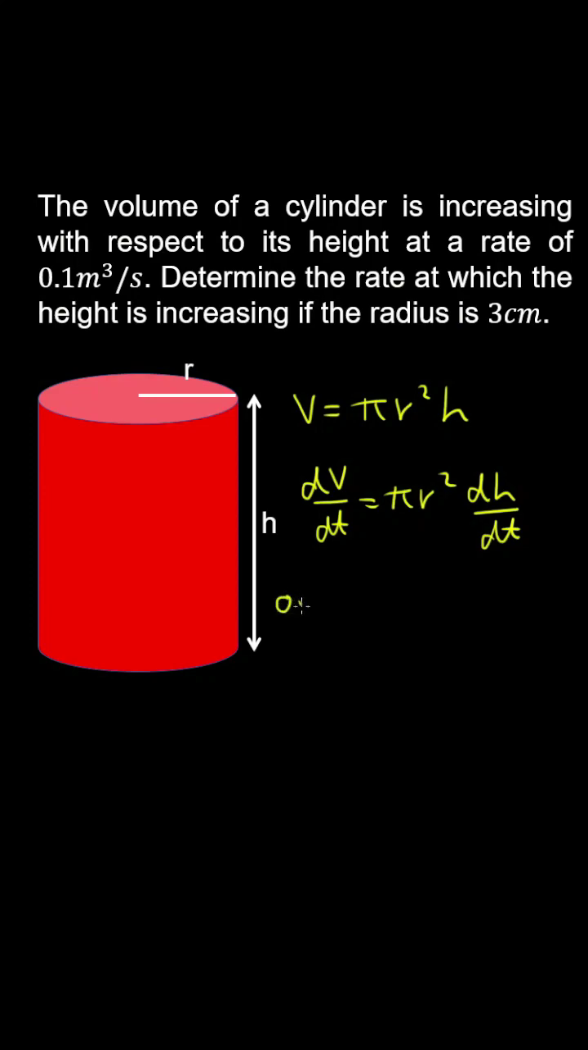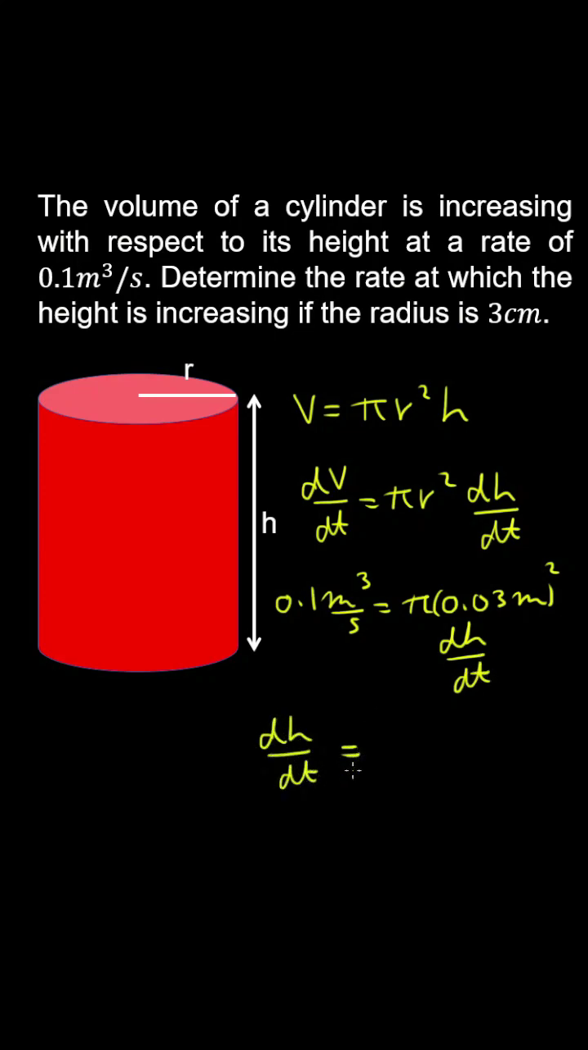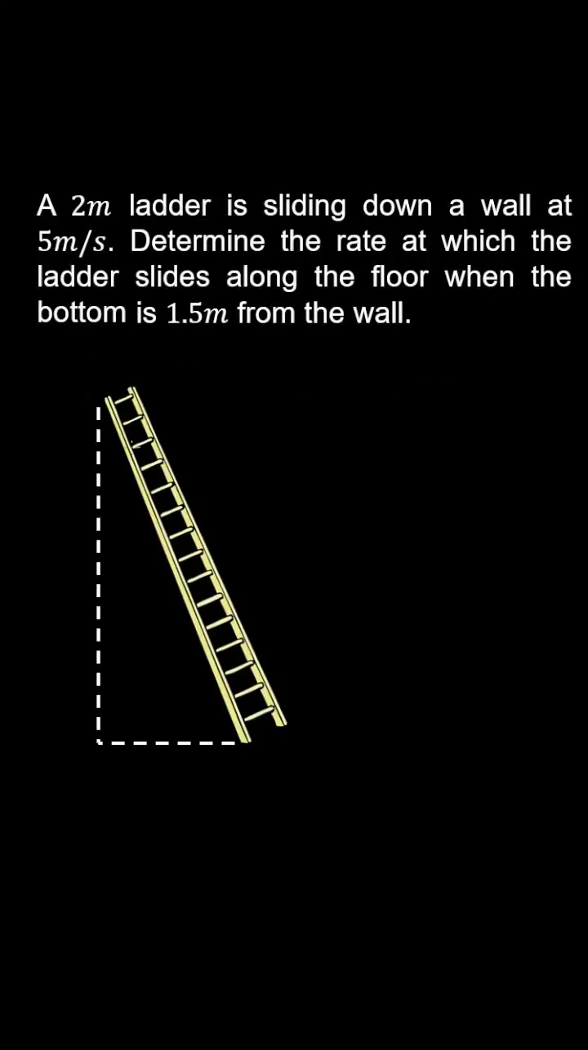And now we can substitute our values. So 0.1 meters cubed per second is equal to pi by the radius squared. So that will be 0.03 meters squared multiplied by the change in height with respect to time. And then solving for the rate of change of height with respect to time, we get 35.4 meters per second. And check your units.